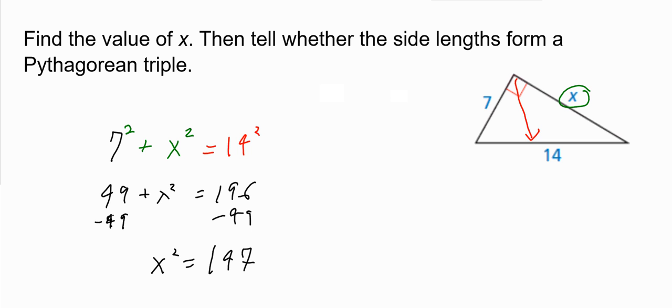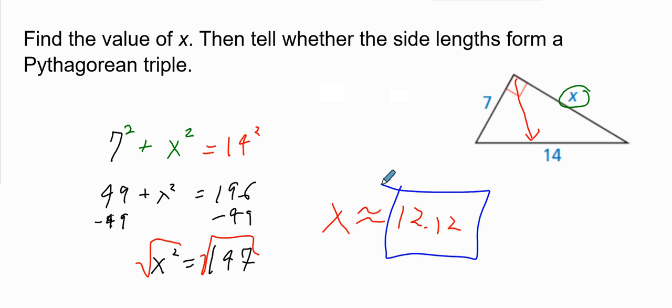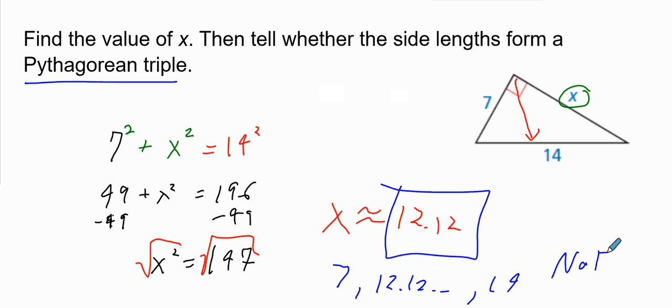So then if I take the square root of both sides, I'm going to get x is approximately 12.12. Okay, that's not an integer. That's not a whole number. So it does not form a Pythagorean triple. So 7, 12.12, and 14 are not a triple because they're not whole numbers. It is a right triangle, but we'd get a number that's irrational here, so it's not a Pythagorean triple.